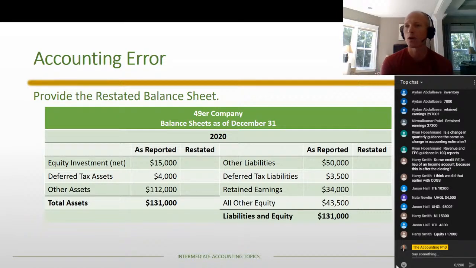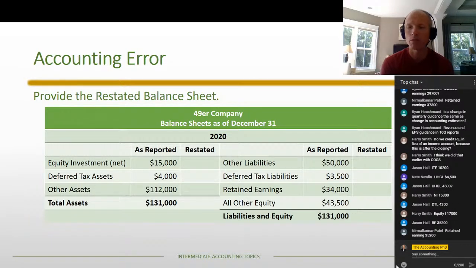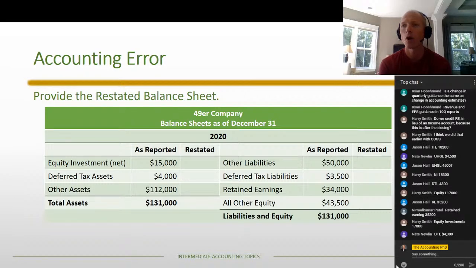So we have a DTL of 4,300, the equity account 17,000. Is that 117,000 maybe? I'm not sure, sorry Harry, what that one is. Jason says retained earnings 35,200, which is an increase of $1,200. Kumar gets the same thing for retained earnings. Harry, equity investments. I'm with you now, 17,000. Good. Nate says the DTL agrees that it should be $4,300.